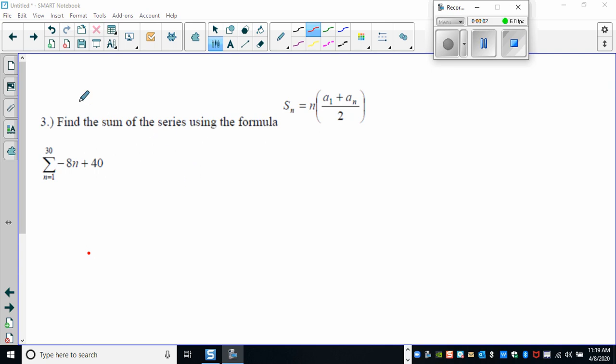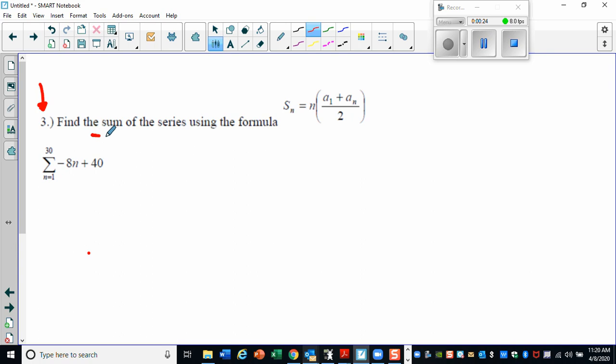All right, let's take a look at the last example of using our summation formula for an arithmetic series. Hopefully you've tried this one on your own, and then you're going to check your answer here and see how you did. If you haven't tried it yet, go ahead and hit pause on the recording, try it, and then let's see if you got the same answer as me.